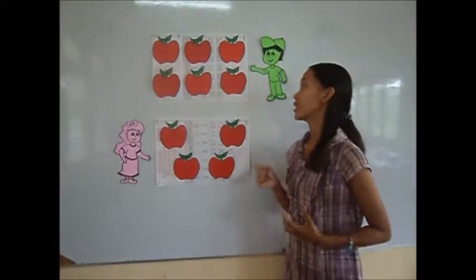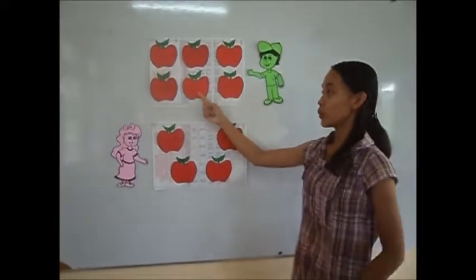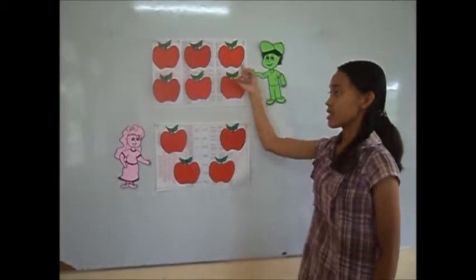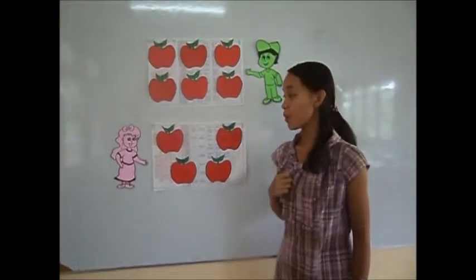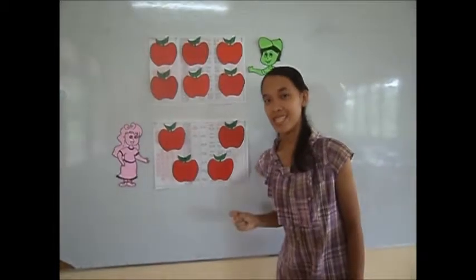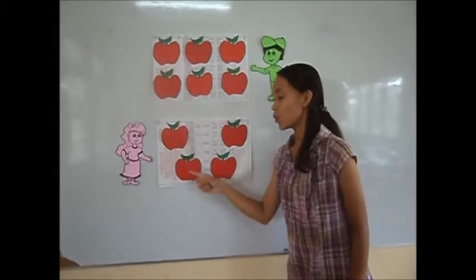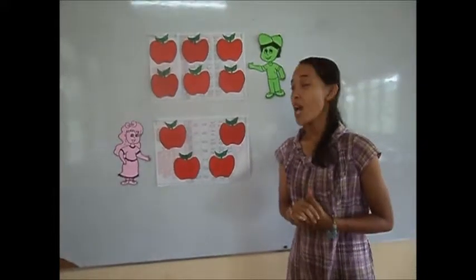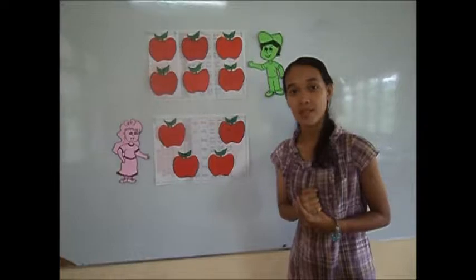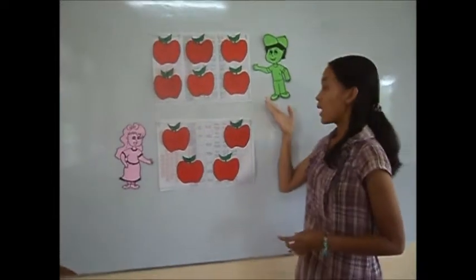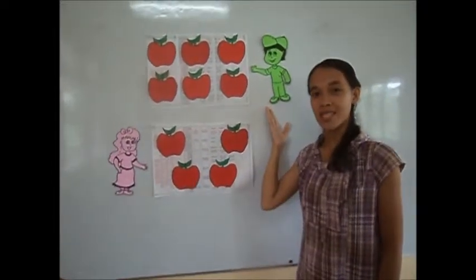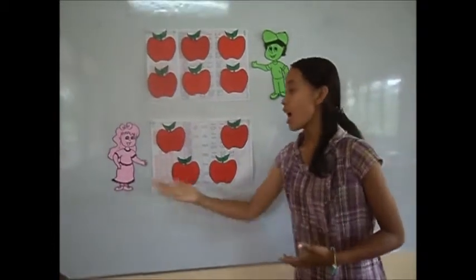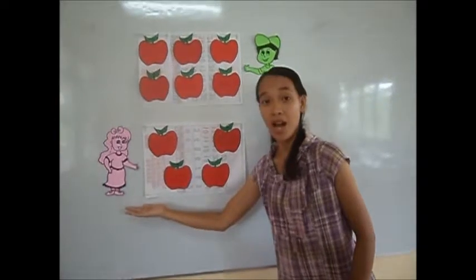How many apples did Bob pick? Let us count. 1, 2, 3, 4, 5, 6. 6 apples. And how about Anne? Let us count. 1, 2, 3, 4. 4 apples. And who picked more apples? Yes, Bob picked more apples. And who picked fewer apples? Correct. Anne picked fewer apples.